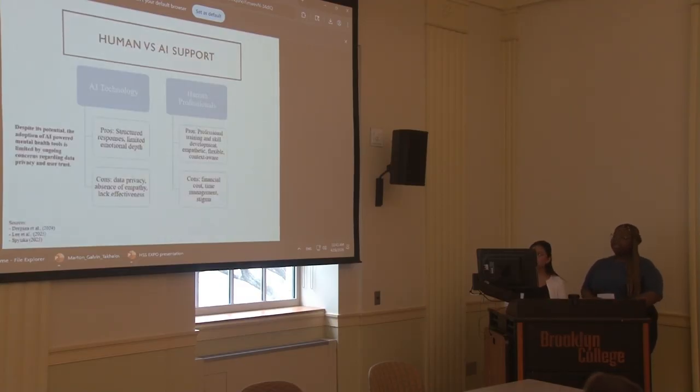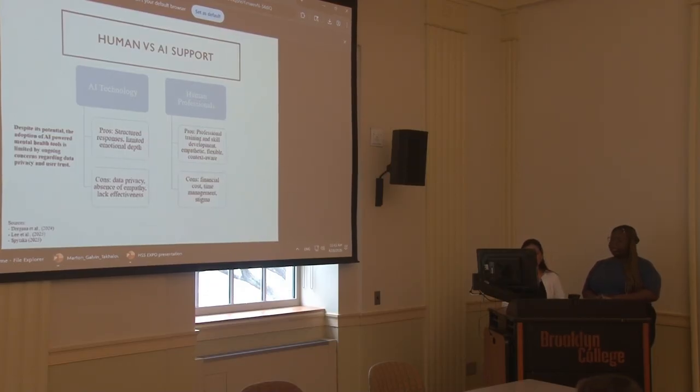Human versus AI support. We have our pros and our cons between the two, AI technology and human professionals. Our pros for AI technologies are a structured response and limited emotional depth. Our human professionals' pros are professional training and skill development, and empathetic and flexible context awareness. Our cons for AI technology are data privacy, absence of empathy, and lack of effectiveness, and the cons for humans are financial costs, time, management, and stigma.